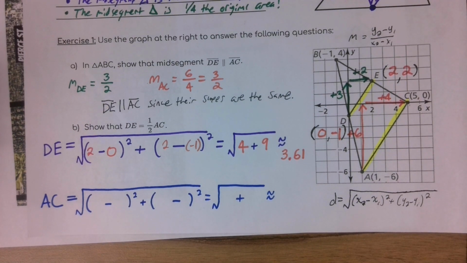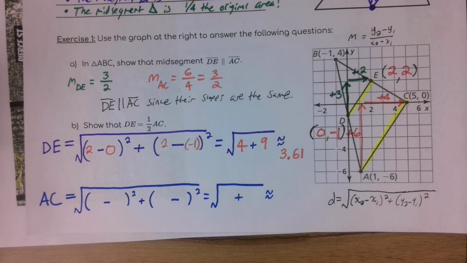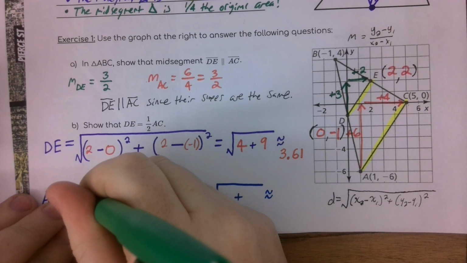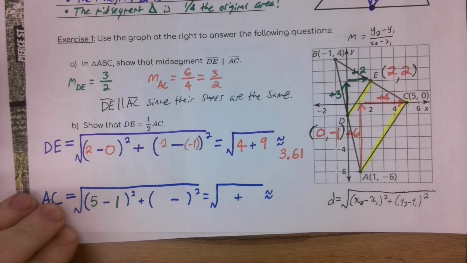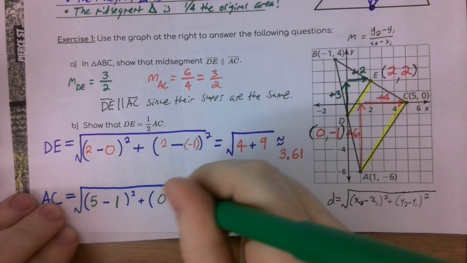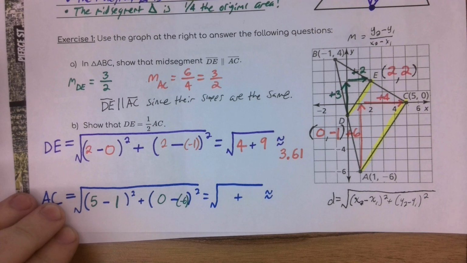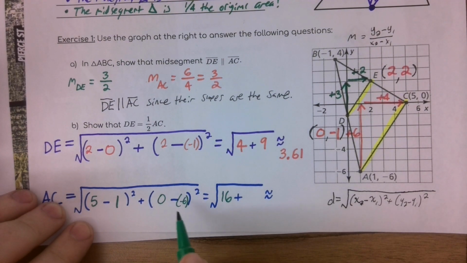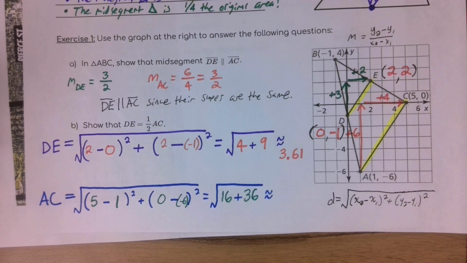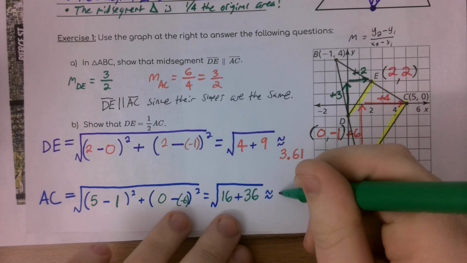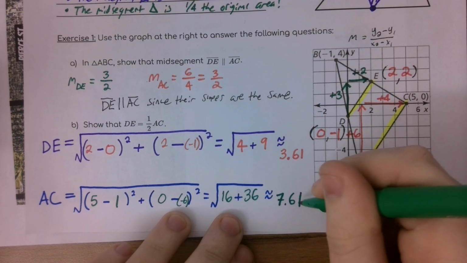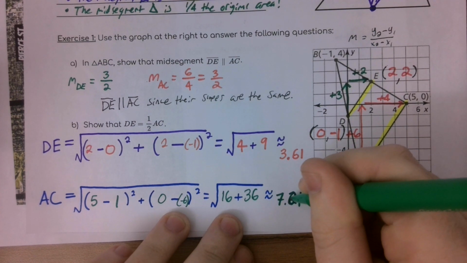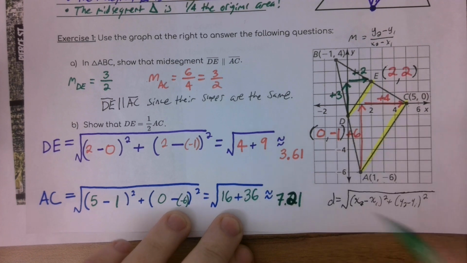We repeat the process for AC. If we look at the x values of A and C, we can do 5 and 1 squared, then 0 and -6 squared. 5 minus 1 is 4, squared is 16. 0 minus -6 is 6, squared is 36. So we're trying to find the square root of 52. Well, the square root of 52 is around 7.61, or sorry, 7.21. Didn't mean to mislead you there.